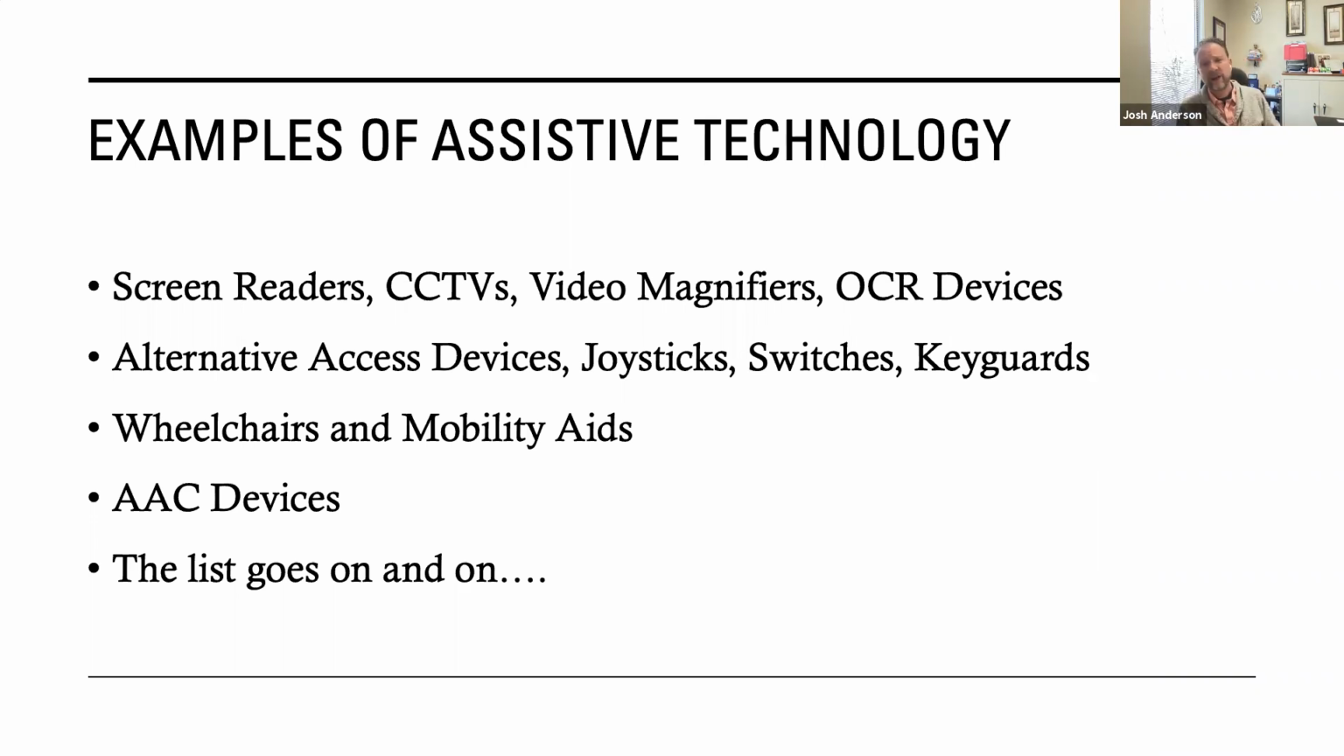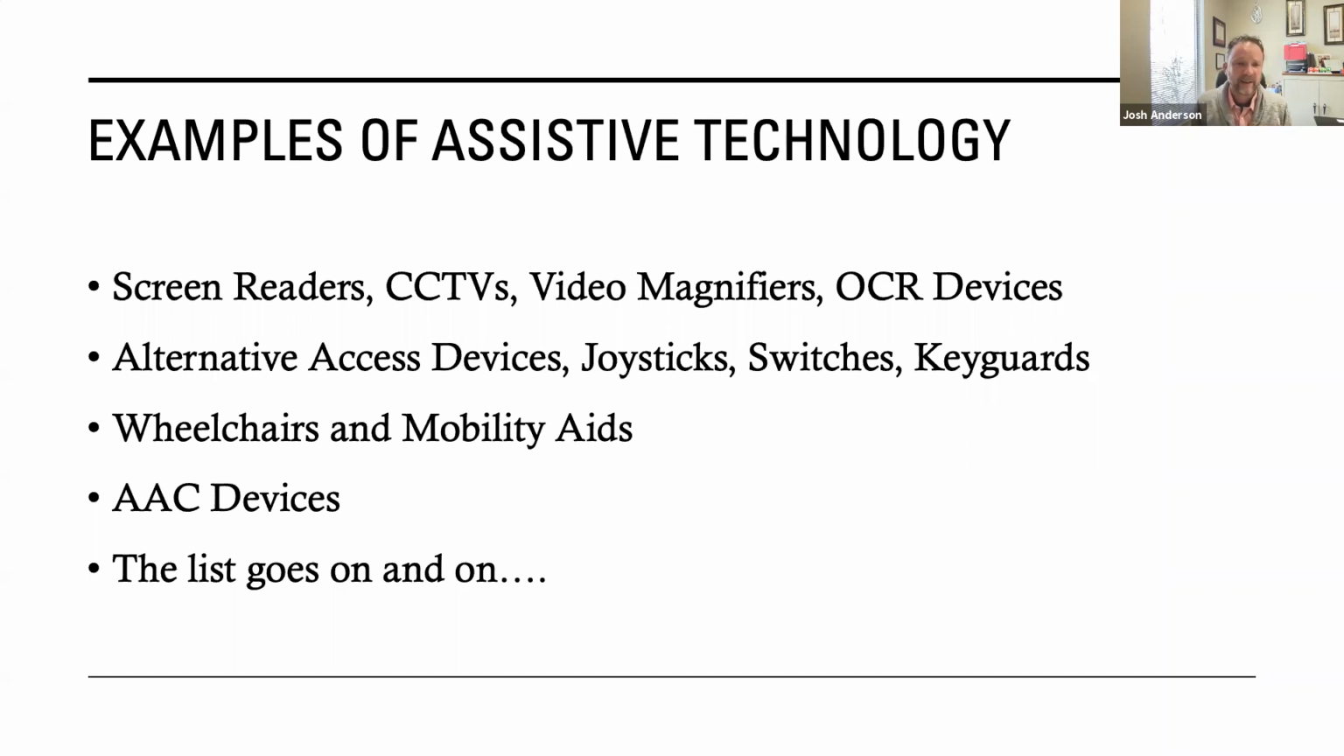So with screen readers, that could be JAWS, Job Access With Speech, NVDA, other ones, built-ins and other things that allow someone to access the computer non-visually. CCTVs and video magnifiers can help make print bigger, whereas OCR devices can actually read print back to us.